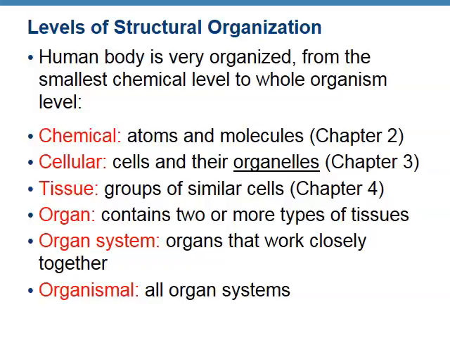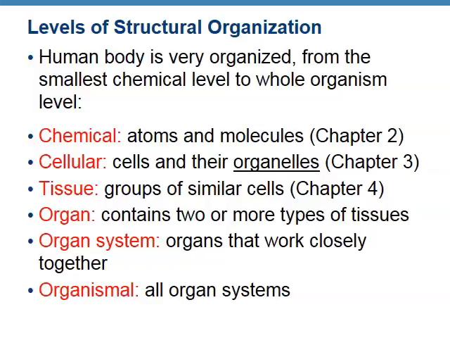So here in this slide we see levels of structural organization. So the human body obviously is organized. We're going to start at the smallest chemical level and we're going to move all the way to the whole organism. So I have these highlighted in red. You do need to know the order of these structures. You have to understand not only the order but what they mean.